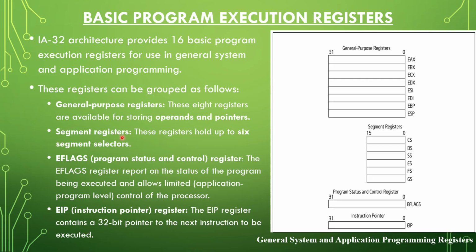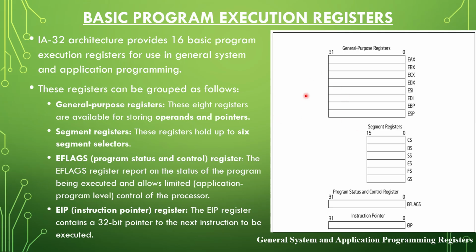Then segment registers are there. These registers hold up to 6 segment selectors. Then the EFLAGS register is also there, which indicates the program status and control. The EFLAGS register reports on the status of the program being executed and also allows limited application control of the processor. Also the instruction pointer register is there. It contains a 32-bit pointer to the next instruction to be executed.